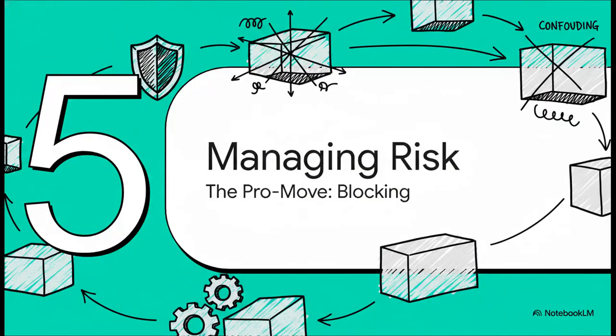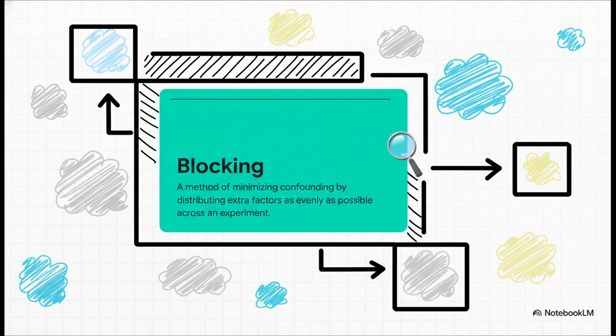So how do we deal with this? How do we get the efficiency of a partial design without falling into that confounding trap? Well, this is where the experts use a technique called blocking. It's the pro move for getting clean, reliable results. Blocking is all about isolating and neutralizing the effects of variables you're not actually interested in, but you know could mess with the results. We call these nuisance factors.